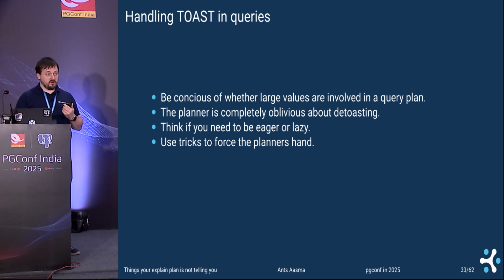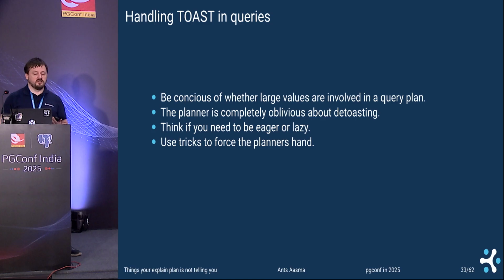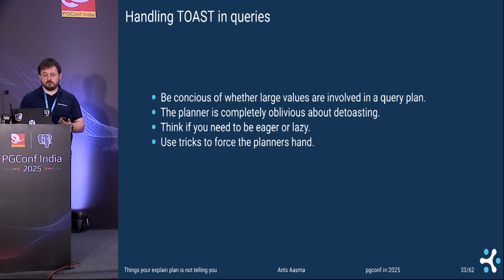But once you know where that detoasting is happening, think a bit about whether you want to be eager or lazy. Are you throwing rows away, or are you using one row multiple times due to a join or something? And then use the tricks I showed you here to force the planner to not do anything stupid. Okay, but that's it about toasting.